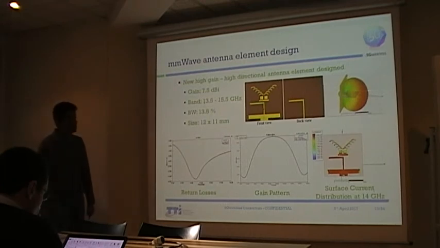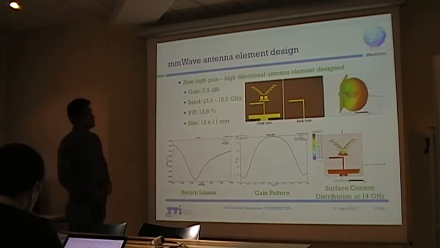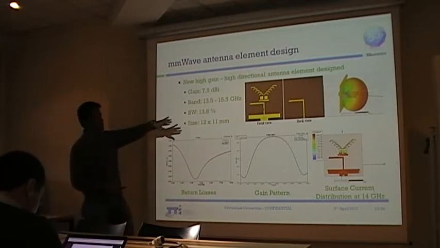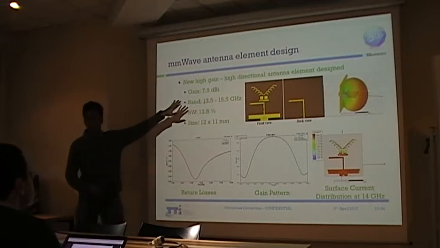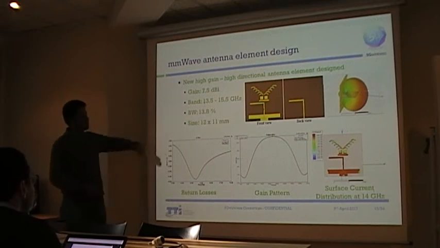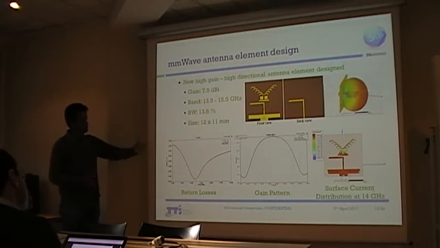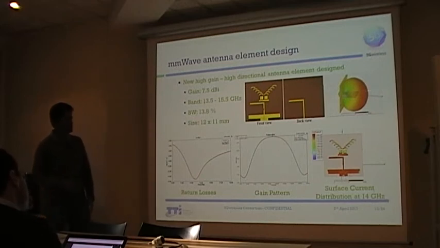Okay, so this is the millimeter wave antenna element that I've been working on. It's a new high-gain, high-directional antenna element. It has a gain of 7.5 dBi compared to conventional antenna gains, and the bandwidth is from 13.5 to 15.5 gigahertz, a 13.8% impedance bandwidth, and the size is just a centimeter across, a square centimeter.